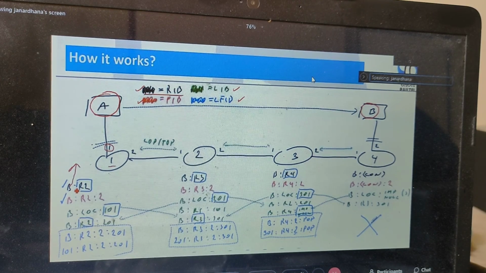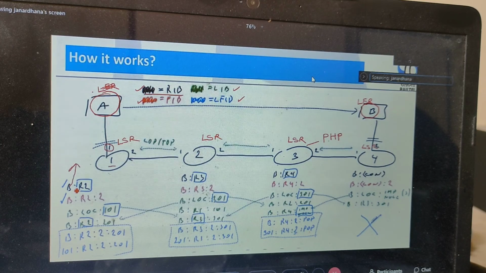So what will this be called? Yes, sir, this is the LER. This is the LSR, this is the LSR, this is the LSR, and this is the LER. This is the source to destination. And this you can call a PHP, penultimate hop popping.